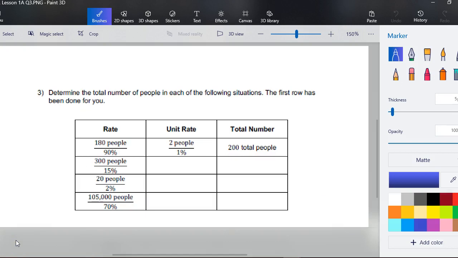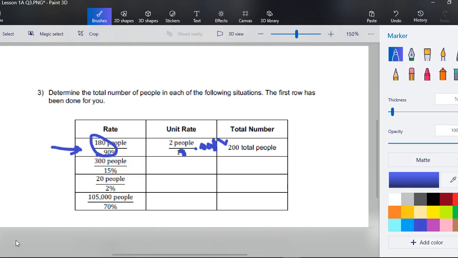If you haven't already tried to complete this chart on question 3, go ahead and hit pause, complete the whole chart, and come back. Question 3 says determine the total number of people in the following situations. The first row has been done for us. This is giving us more practice on what we did on question 2. It's always good to analyze the row we're given. If I reduce 180 by 90, I get 2 over 1, now at a unit rate, times the 100%. My percentages are gone, and I have people. So 2 times 100 gets the 200 people.